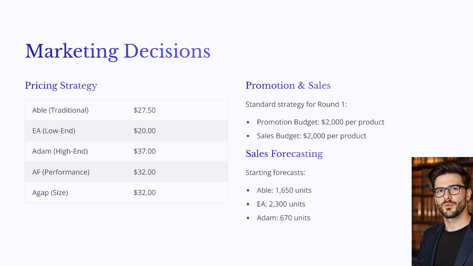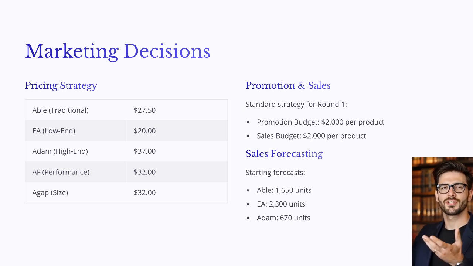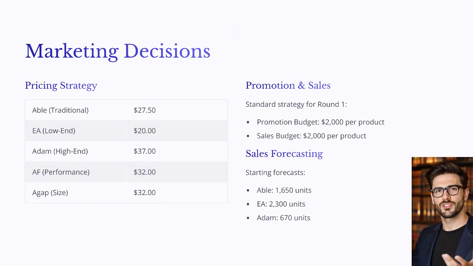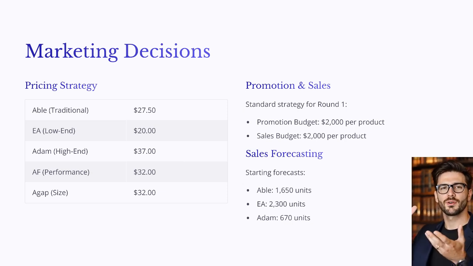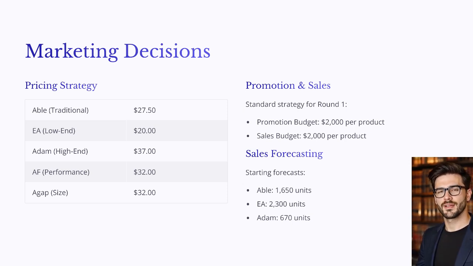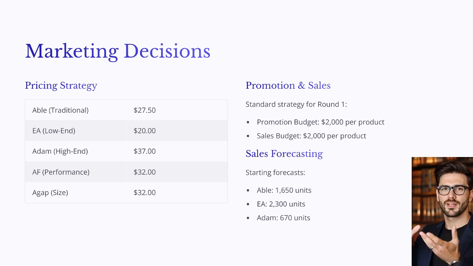Small Orange Diamond, promotion and sales budget. We want to maximize awareness and accessibility. The standard strategy for round 1 is promotion budget, $2,000 per product, sales budget, $2,000 per product. You can type $2,000 in each field. This means $2 million. You don't need to overspend in round 1. A consistent investment of $2,000 in both areas builds up over time.